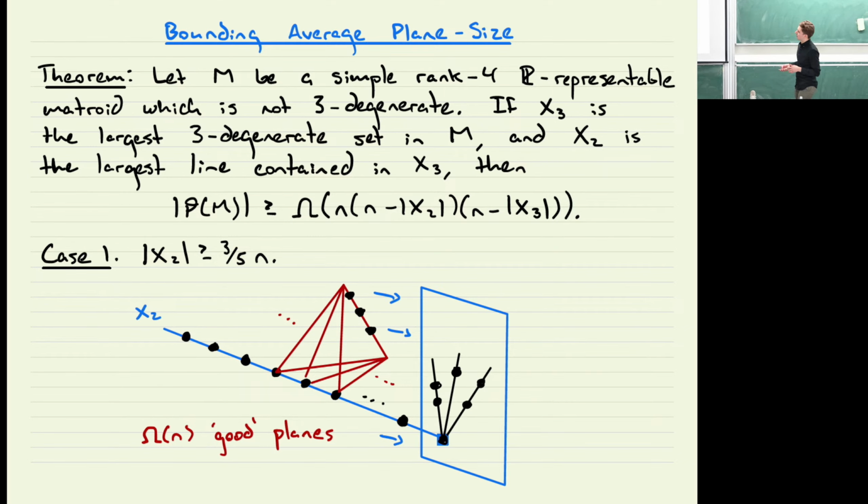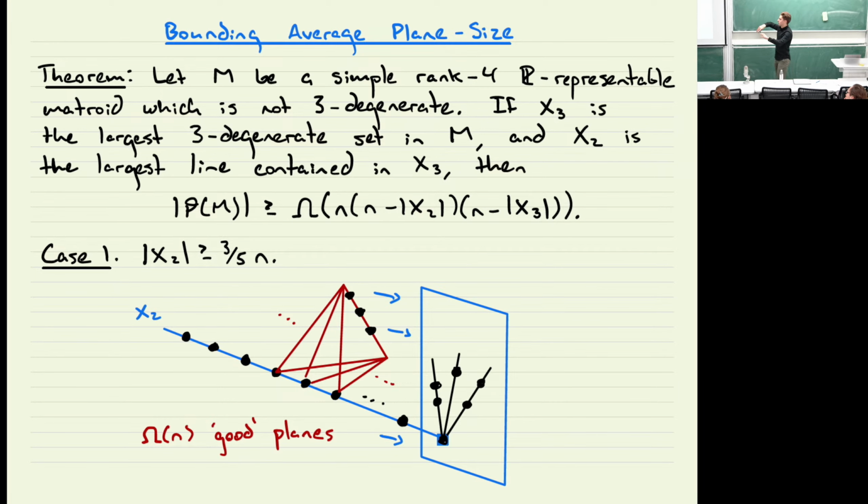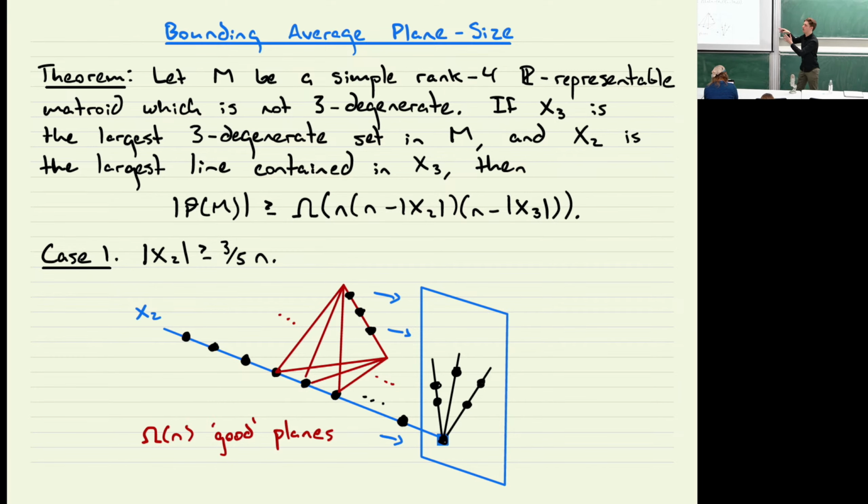The projection argument is called principal truncation. Basically, you're adding a plane in general position, and then you project everything onto that plane in such a way that x2 projects to a point, and everything else in the matroid projects freely. So, in a sense, you're preserving all the other structure. You're preserving all the structure that's skew to x2.